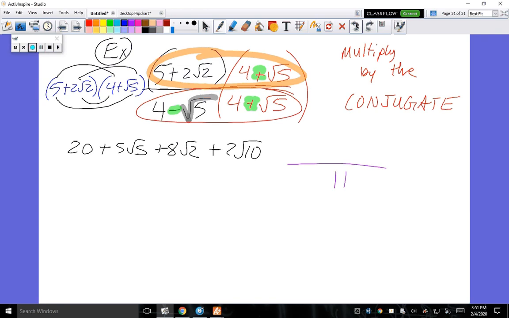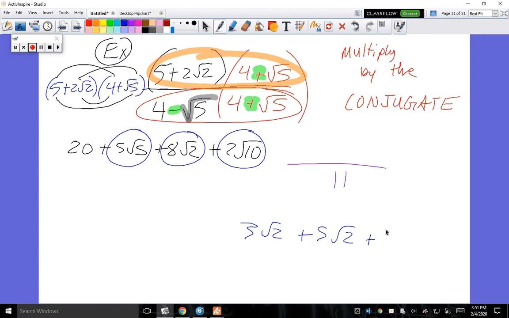So can I add this with that? No, I can't. So guys, if I had 3 root 2 plus 5 root 2 plus 8 root 2, could I add this to be 16 root 2s? Yeah, I can. It's the same radical. It's like saying 3 pencils plus 5 pencils plus 8 pencils will give me 16 pencils. You with me?